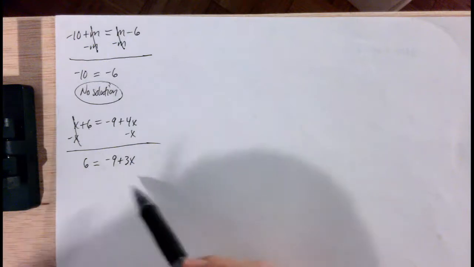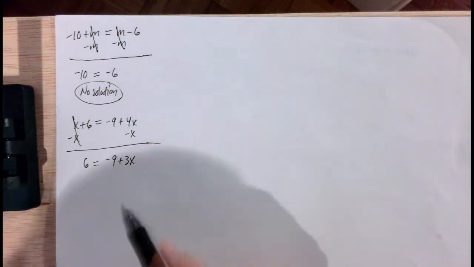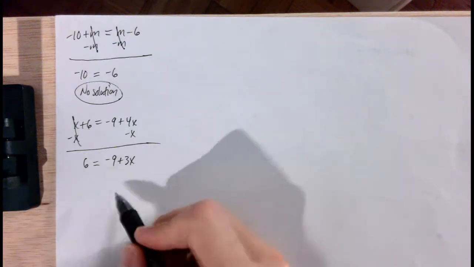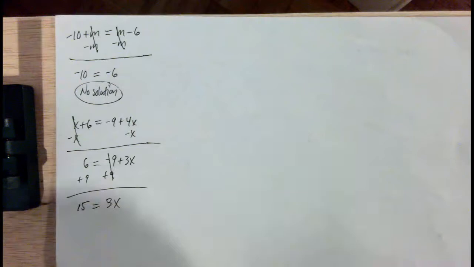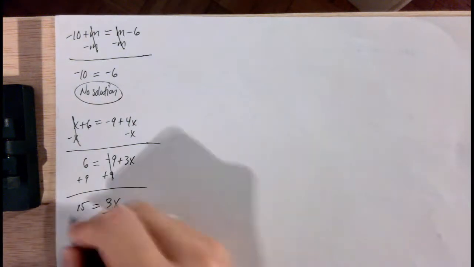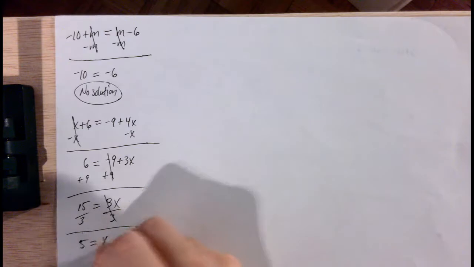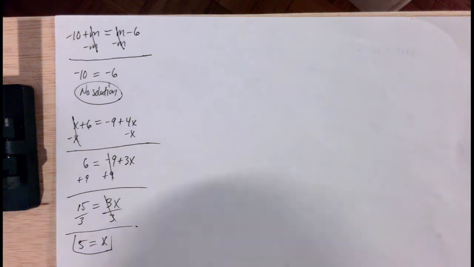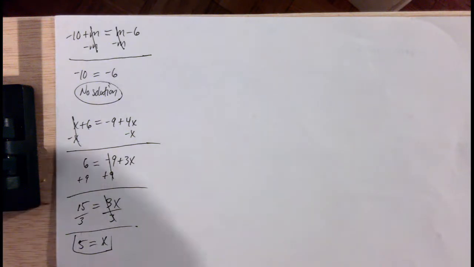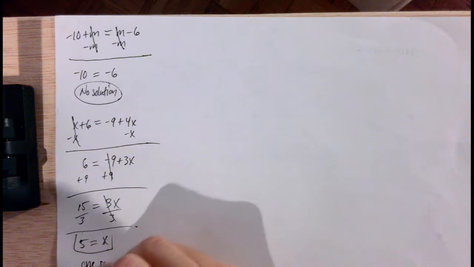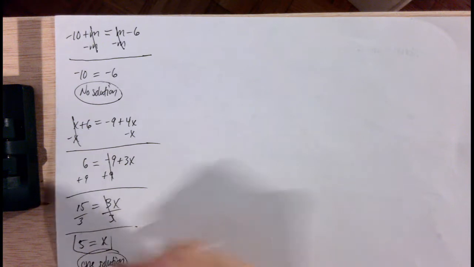Now, this is an equation with one variable on one side of the equation. So now, this is a two-step equation. I want to solve or isolate my x, so I'm going to add 9 on both sides. I'm left with 15 is equal to, these 9's cancel, 3x. This is a one-step equation. Divide both sides by 3. 5 is equal to x. Now, you have to determine if this is one solution, all real numbers, or infinitely many solutions, or no solution. This is going to be one solution because you have one value for x.